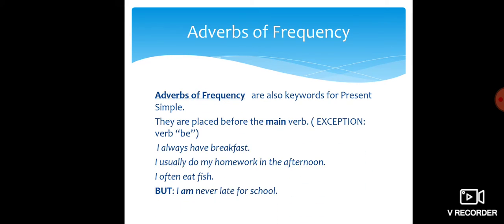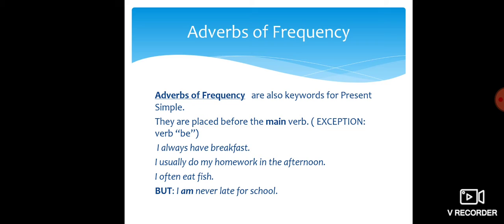Adverbs of frequency are also keywords for present simple. So it's easy to identify the present simple when we see these words. Words such as always, never, sometimes. They are placed before the main verb. But be careful, there is an exception with the verb be.